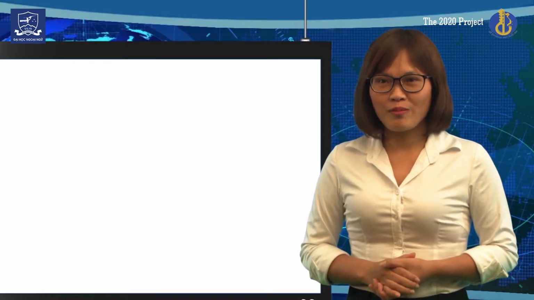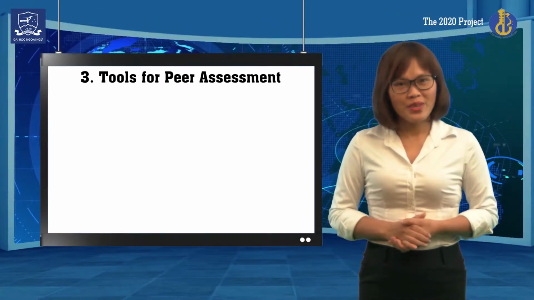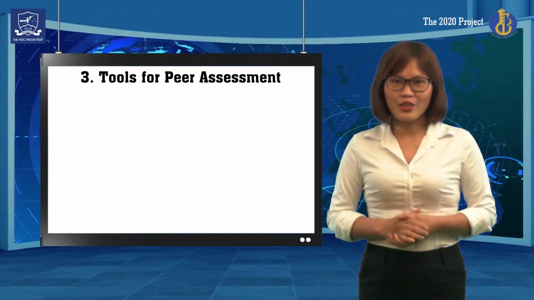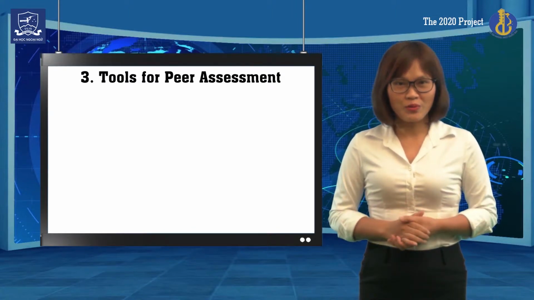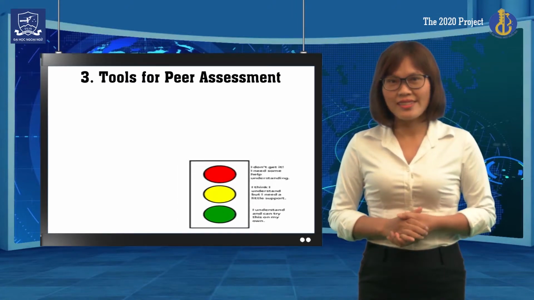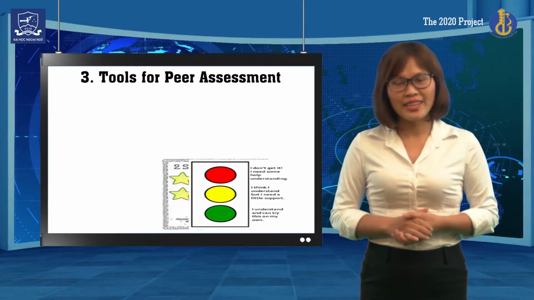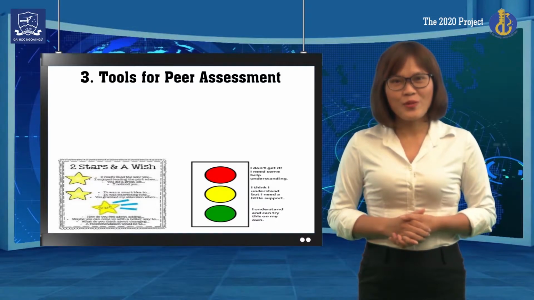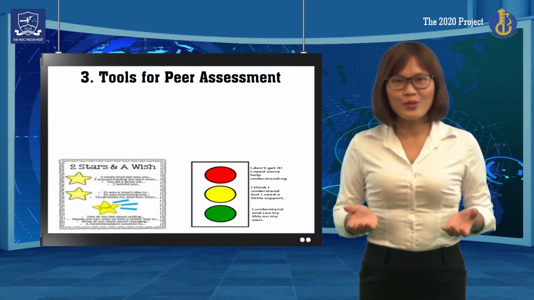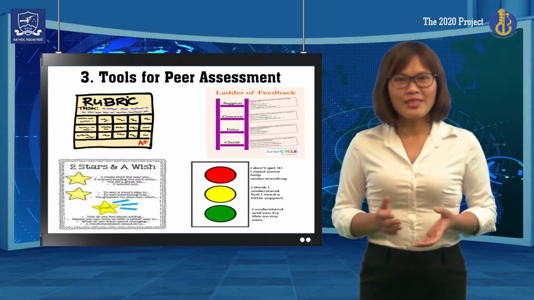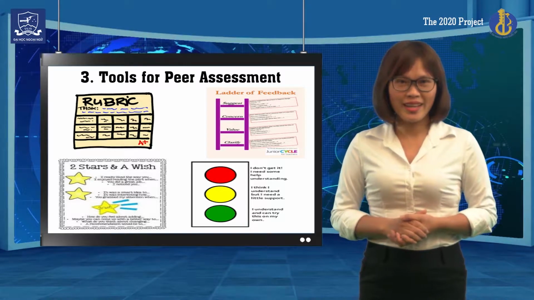Now, we come to some tools to carry out peer assessment. Well, peer assessment can be conducted using a wide variety of tools. As mentioned before, rubrics and checklists are popular. Then, we have the ladder of feedback. For young learners, we can employ many user-friendly techniques like 2 stars and a wish, plus, minus, and what's next, warm and cool feedback, etc.